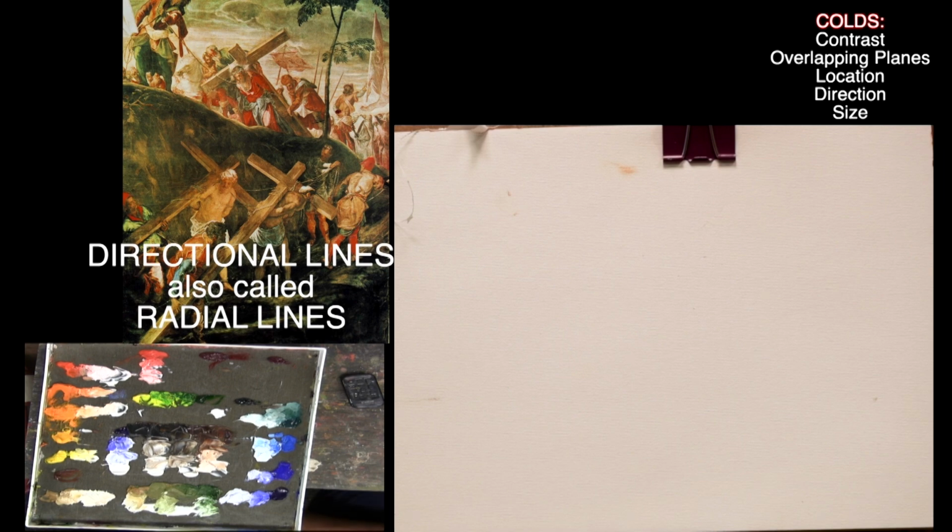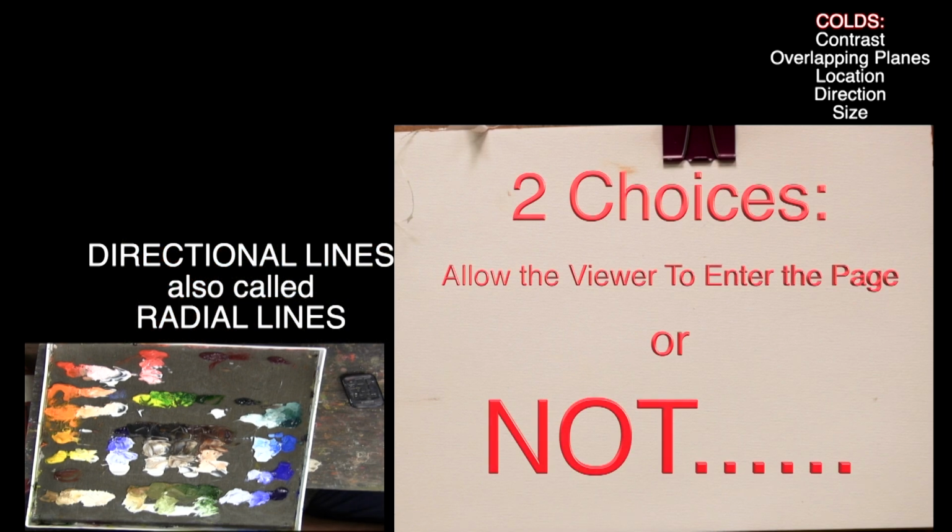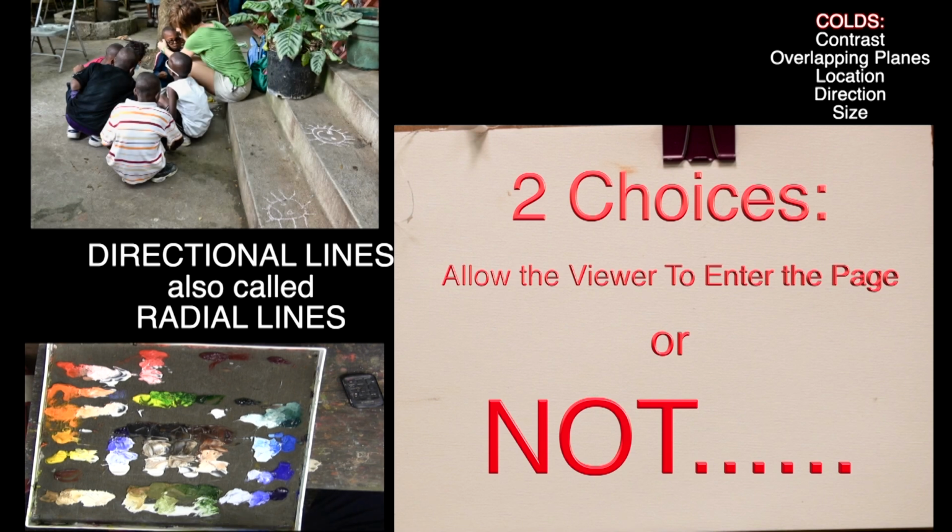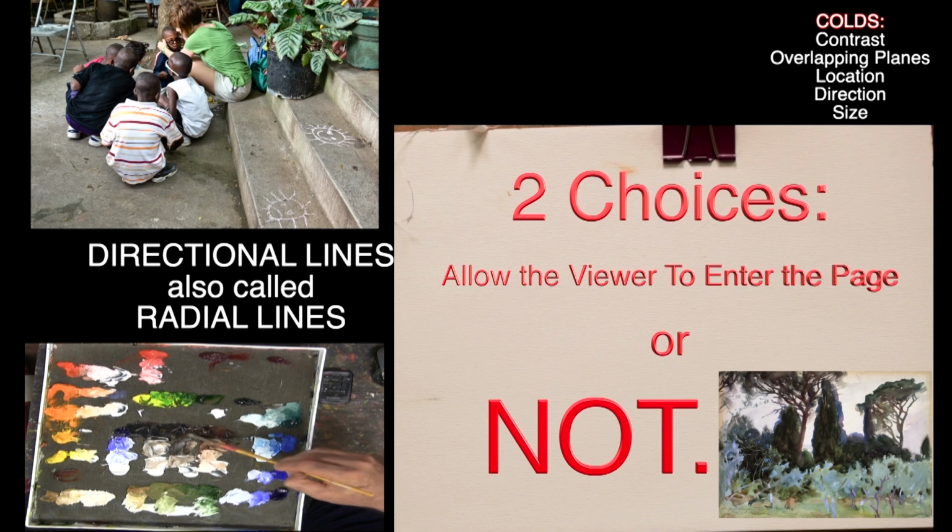When I talked about the acronym COLDS, contrast, overlapping planes, location, direction, and size. In all visual images, there's two considerations, okay? One of them is that you look for a directional line to lead the viewer through the painting, okay?